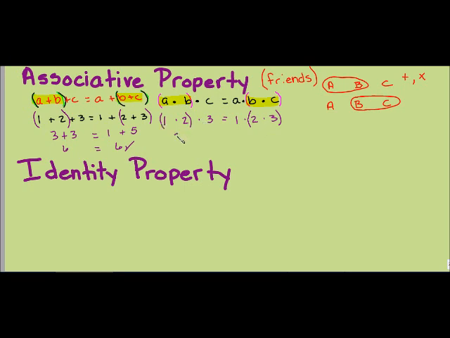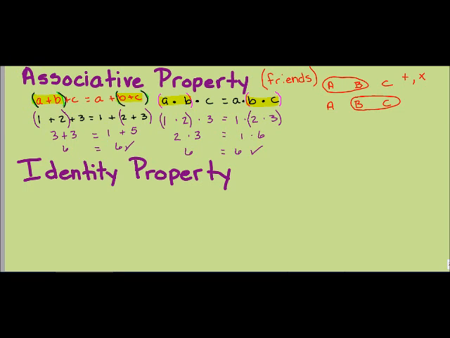1 times 2 is 2 times 3 is 6. That's just a coincidence. That equals 6. Now I have to solve the 2 times 3. 2 times 3 is 6 times 1, and 1 times 6 is 6. You know you did it correctly because it will come out the same number equals the same number.